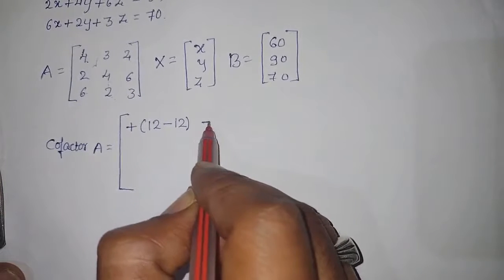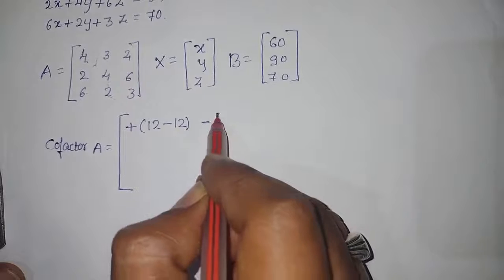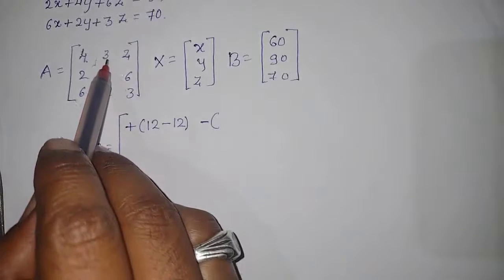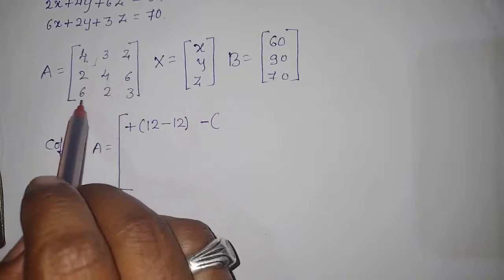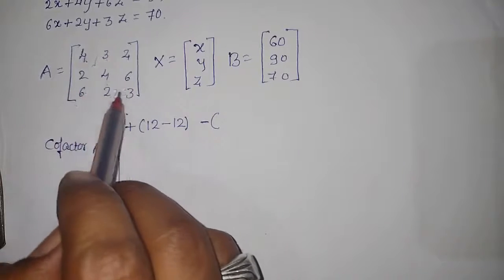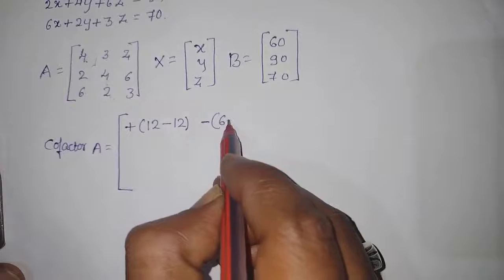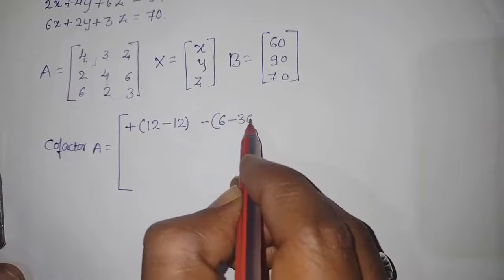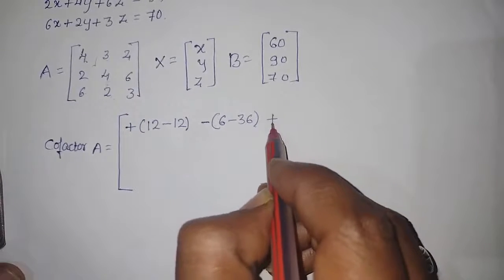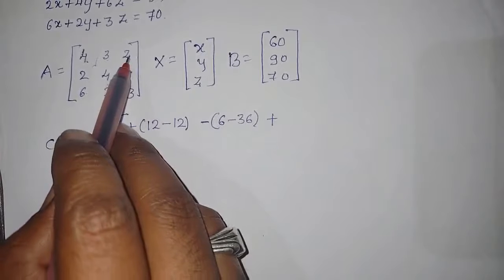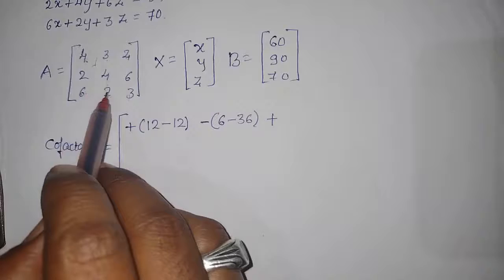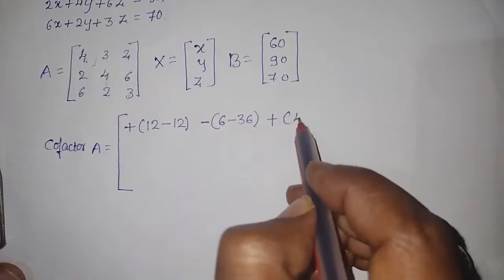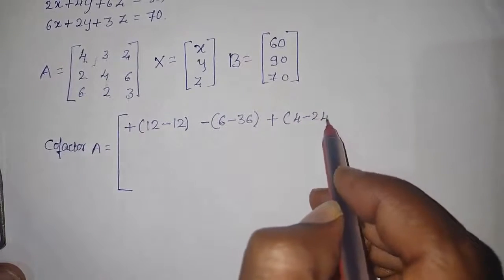Next, the second element, the sign is minus. Corresponding row and column are deleted. Next remaining 2, 6, 6, 3. 2 threes are 6 minus 6 sixes are 36. Next plus, the last element in the first row. This element's row and column are deleted. Next 2, 4, 6, 2. 2 twos are 4 minus 24.